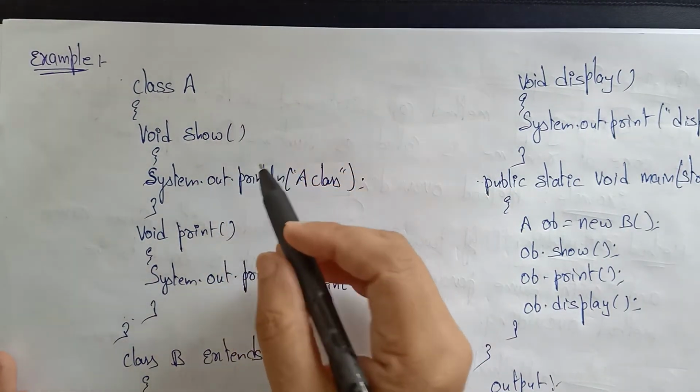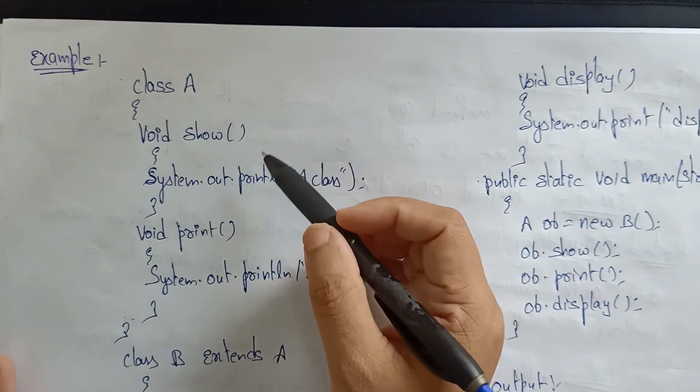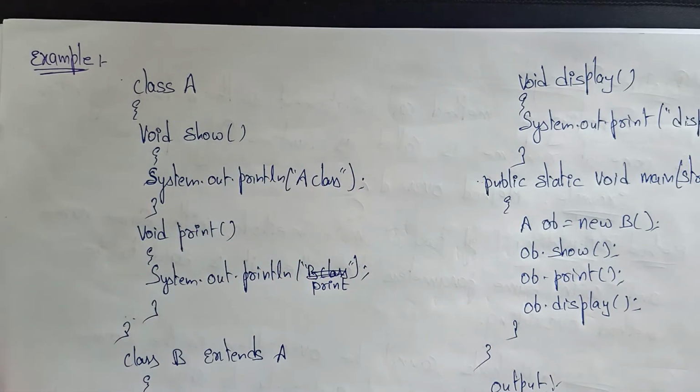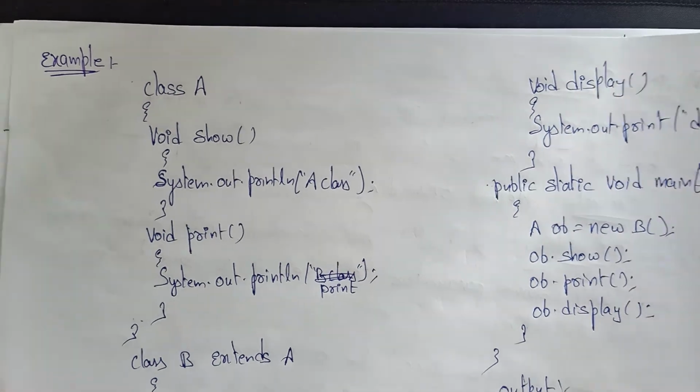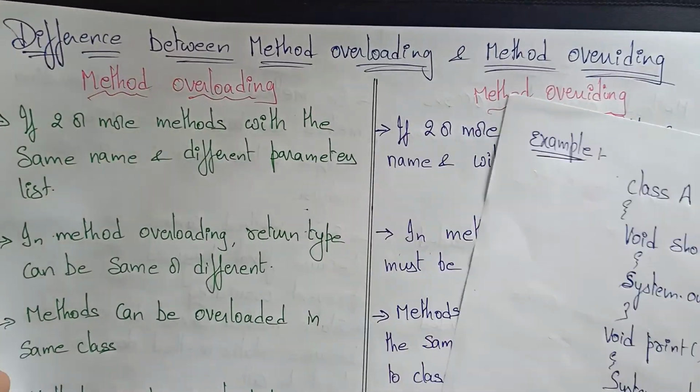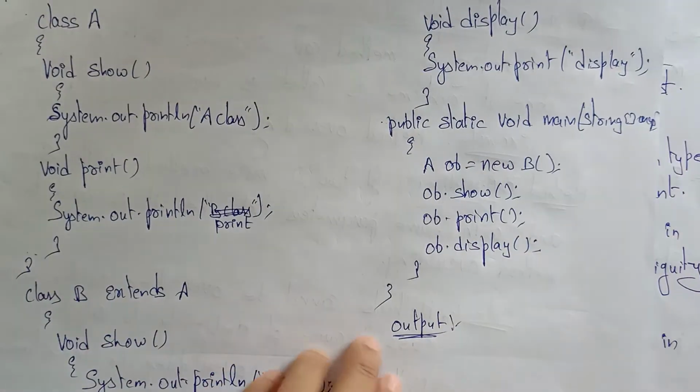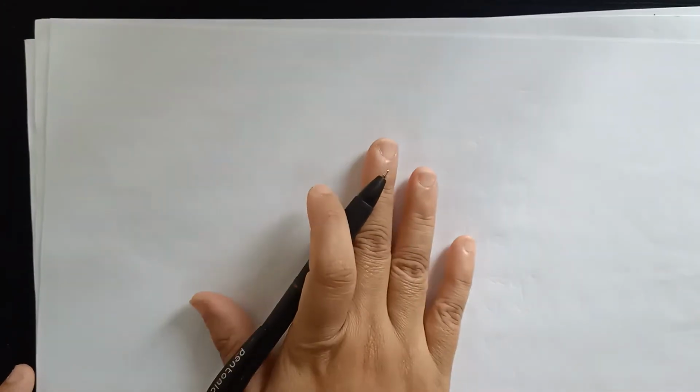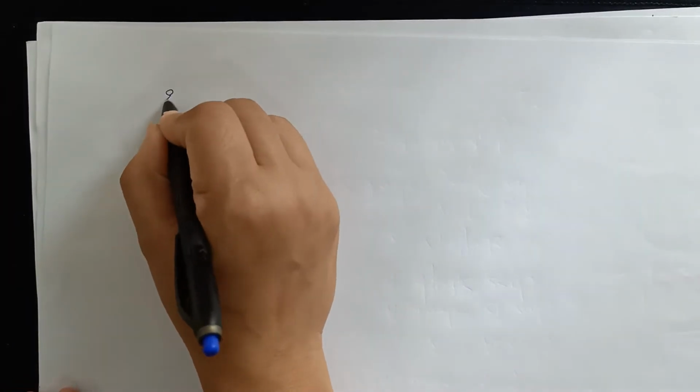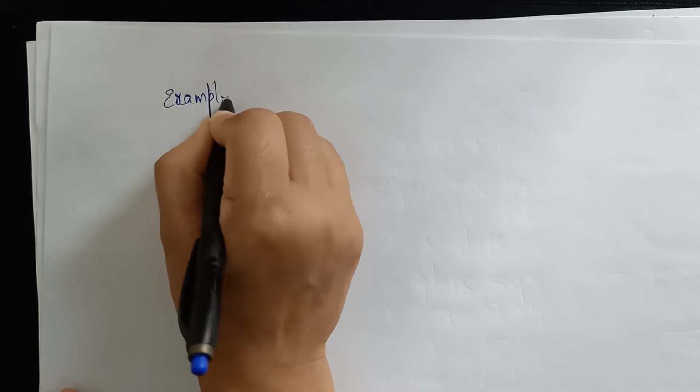So here class A, void show. Okay, let me explain with an example, not this one. I'll take one more example to explain this. Okay, let me write this. That is a simple one. I just want to explain that in method overloading, return types can be the same or different, right? So now let's see an example. While writing, I will explain the concept.